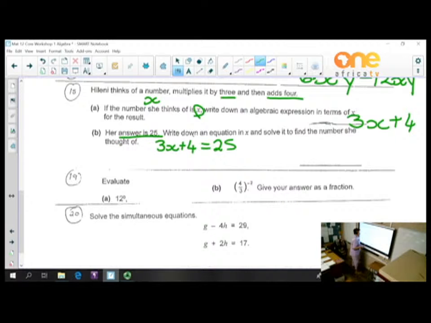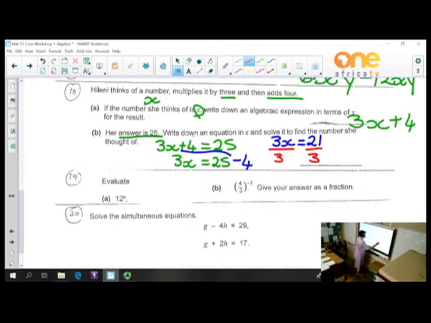This is then solving an equation. So 3x is equal to 25 minus 4, because I take it over, I change the sign there. So 3x is equal to 21. Then you divide by the coefficient, and x is equal to 7.